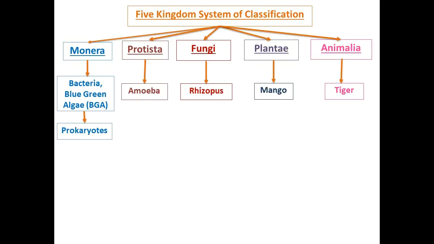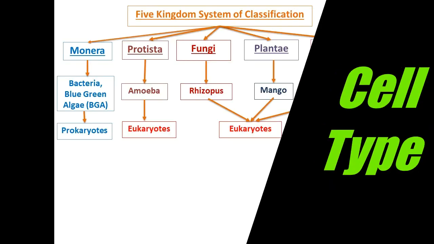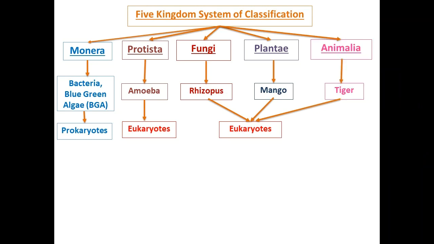So the Monerans are prokaryotes. Then the eukaryotes: all the remaining kingdoms are eukaryotes. Is it okay? At this point, we are taking up the cell type. Cell type may be prokaryote or eukaryote. Primitive nucleus, first formed, not a well-defined nucleus, kept or given a separate kingdom, Monera.